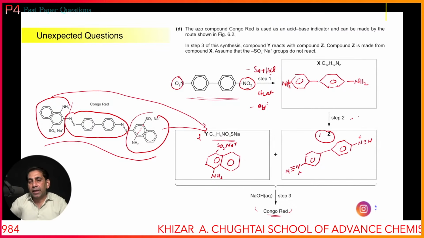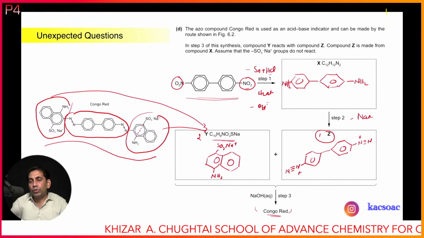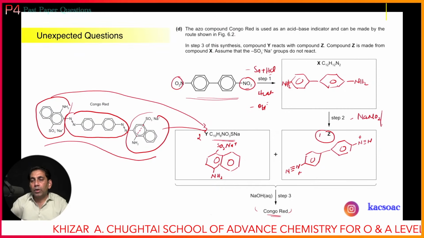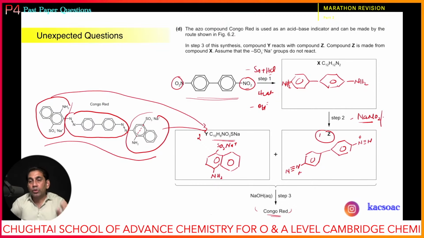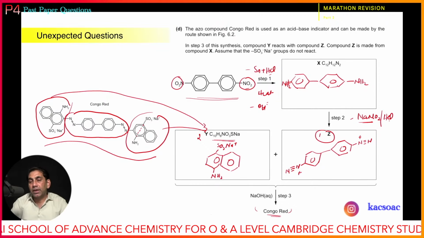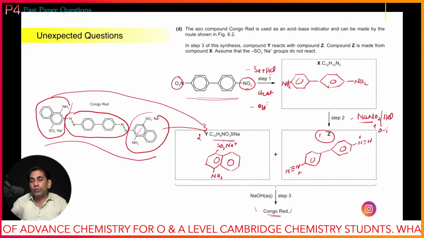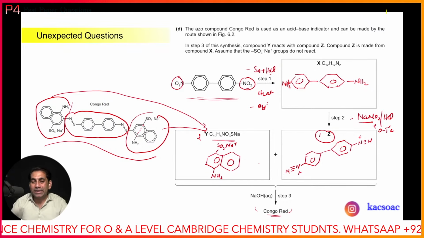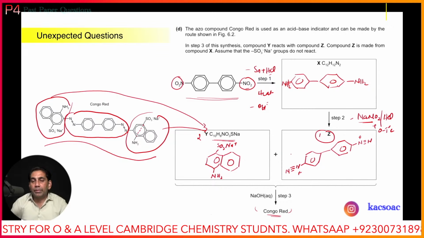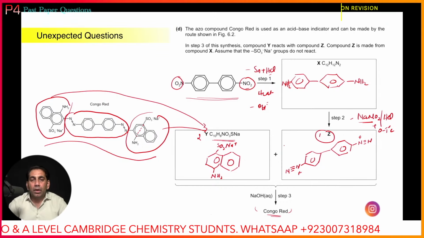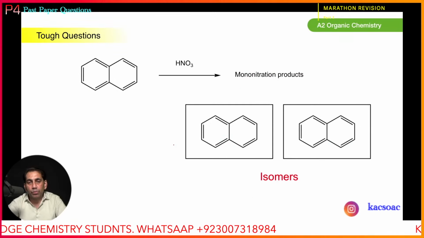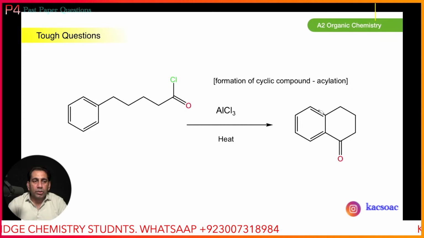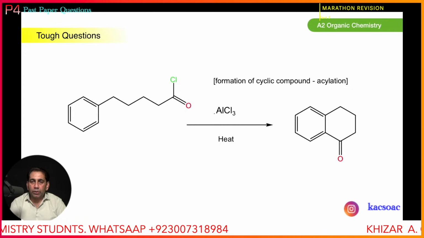In this case again NaNO2, you can also add HNO2, but it is better that you write NaNO2 plus HCl plus 0 to 5 degrees Celsius, and after that you are going to mix these two under alkaline condition, this organic dye is supposed to be formed. And here is another question, toughest question. Is it correct one? Let me check it.